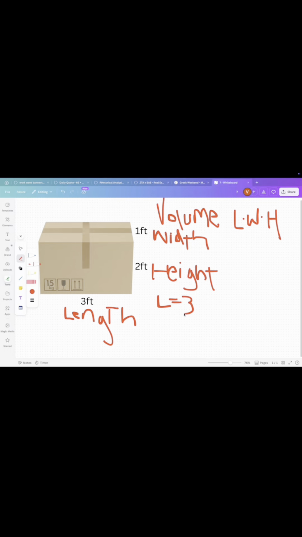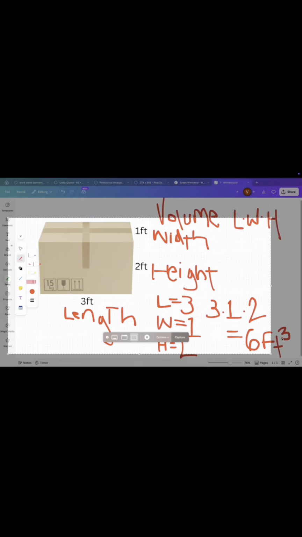So the length is 3 feet. The width is going to be 1 foot, and the height is going to be 2 feet. So now we're going to put that into our formula. So it's going to be 3 times 1 times 2, which is going to equal 6. And so the volume inside the box would be 6 cubic feet, because it's how much space is inside the box.